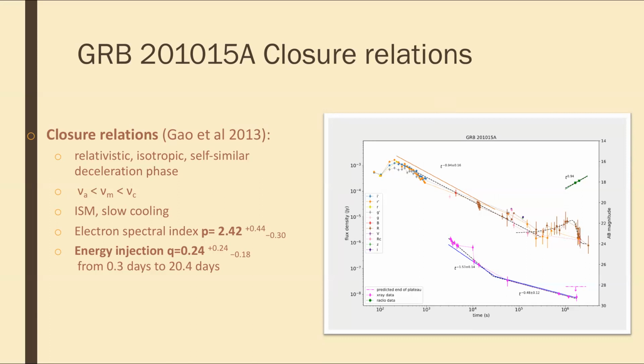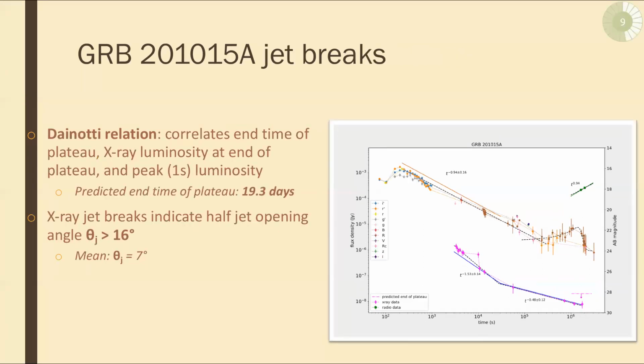And based on the spectral and temporal indices, we found that the electron spectral index should be 2.42, and that this is in the ISM slow cooling regime. So the Dainotti relation is what we use to predict the end of this plateau. That's based on the initial 1 second brightest peak from the GRB.